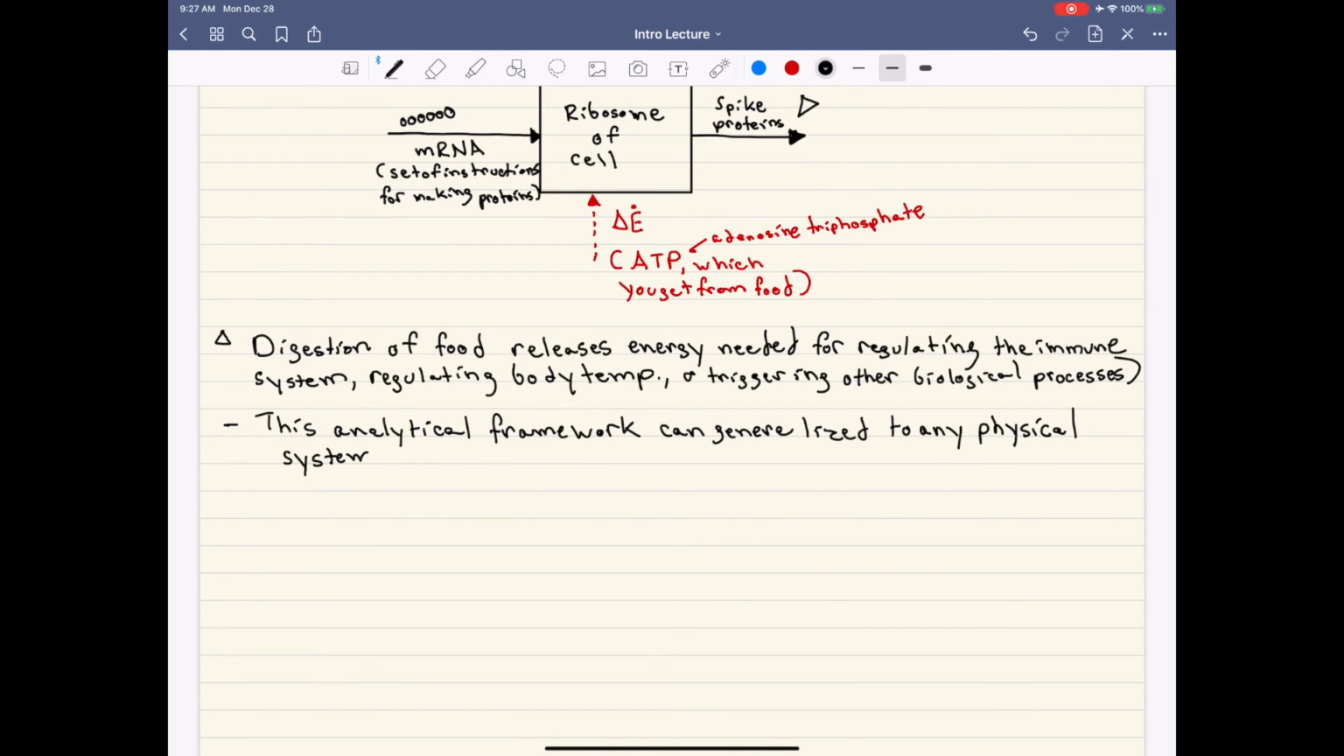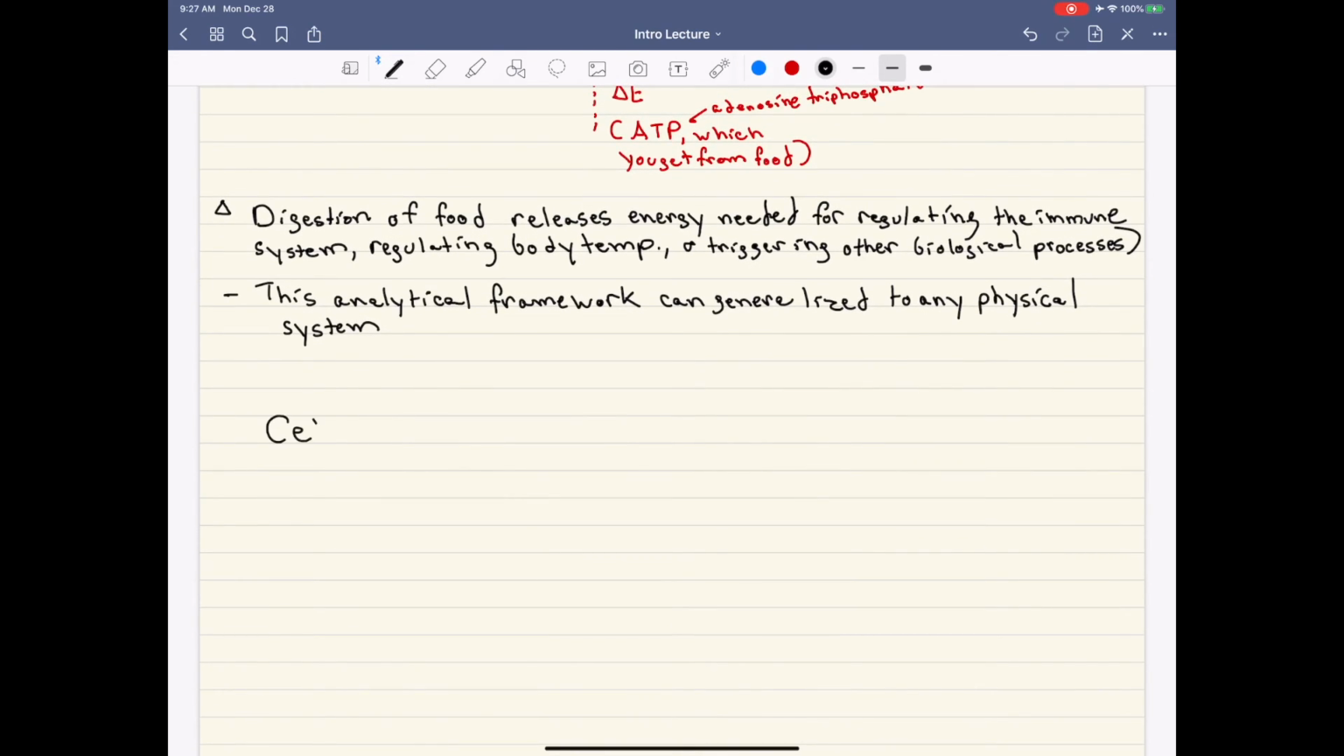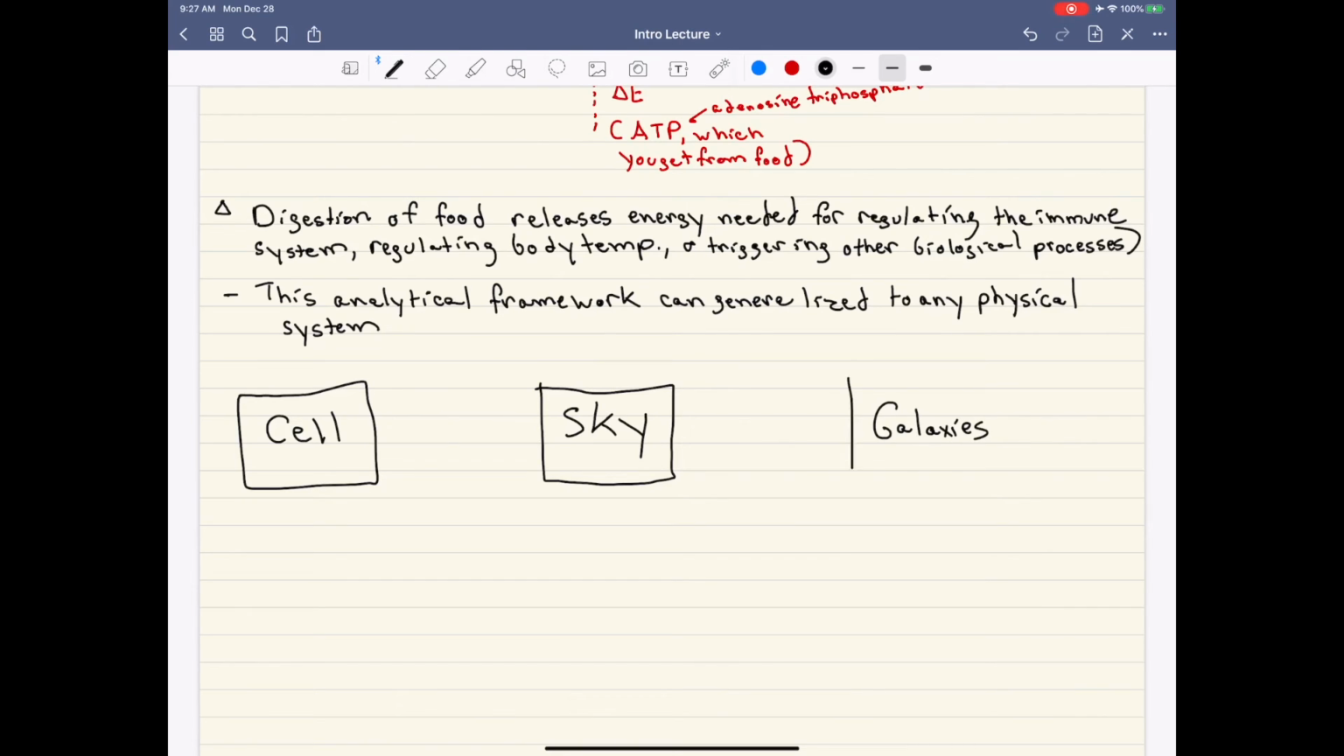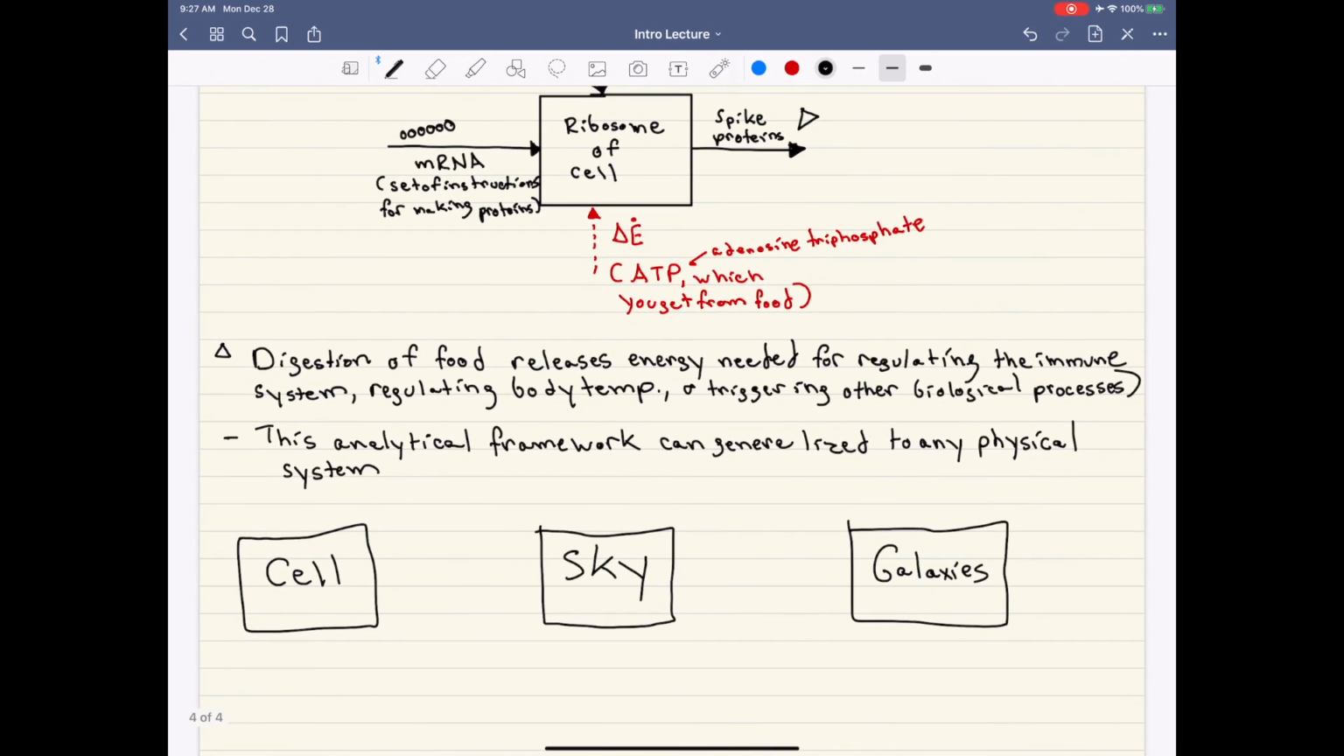The box that I drew up there was a ribosome. And we could expand it a little bit and make it even the cell. Or we could analyze processes in which our system is the sky. Or we could go even bigger and analyze processes in which our systems are galaxies. Nevertheless, regardless of the size of our box, in order to at least get a rough estimate of the energy transfer processes that are occurring, we could apply the same strategies that you'll learn about in this course.